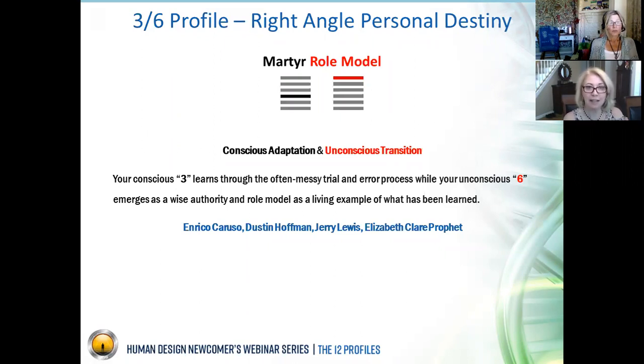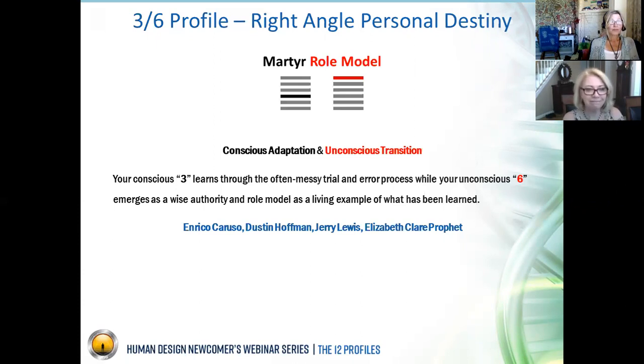If we talked about the tri-part process that the 6th line goes through, the conscious 3 learns through the often messy trial and error process, while the unconscious 6 emerges as a wise authority and a role model, as a living example of what has been learned by their messy trial and error process early on. Enrico Caruso, Dustin Hoffman, Jerry Lewis, and Elizabeth Clare Prophet, some famous 3/6s.